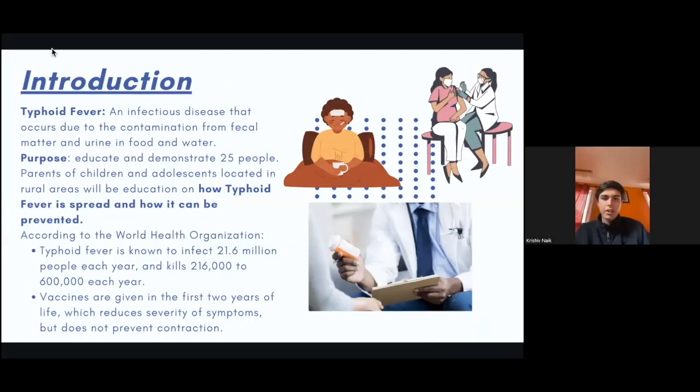So, for an introduction about typhoid fever, it is an infectious disease that's caused by consuming urine or fecal matter that contains the Salmonella bacteria. It's a very dangerous disease, and it can cause fatigue, stepladder fever, which is fever that keeps getting worse, abdominal pain, and even worse symptoms.